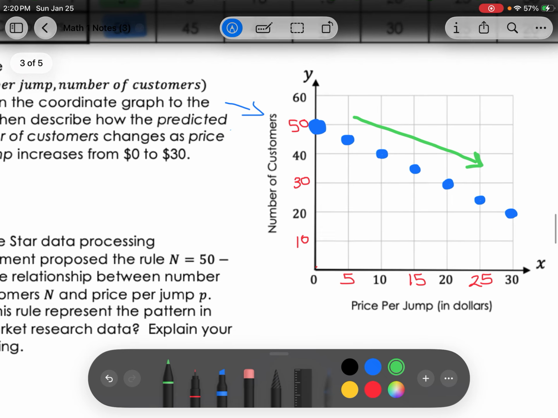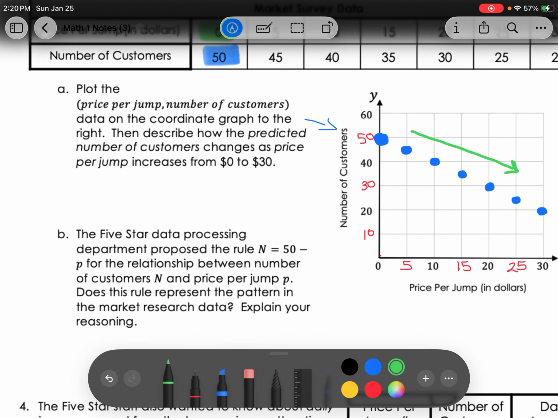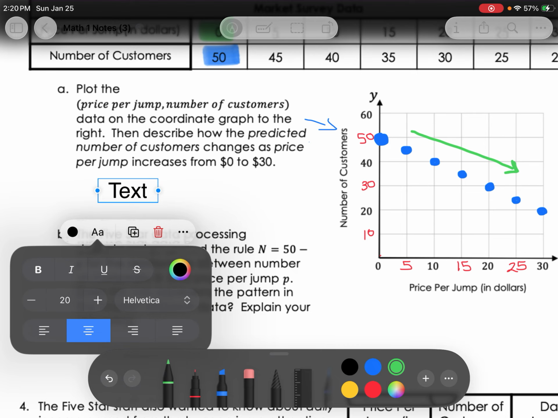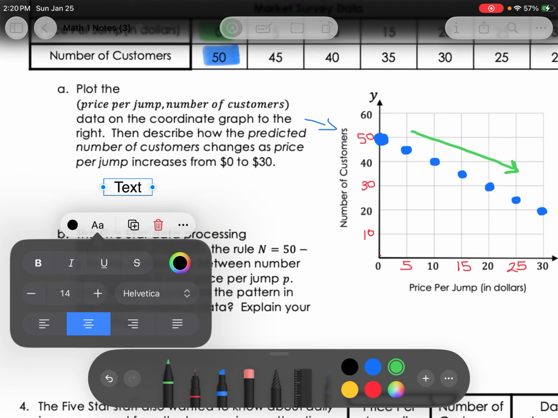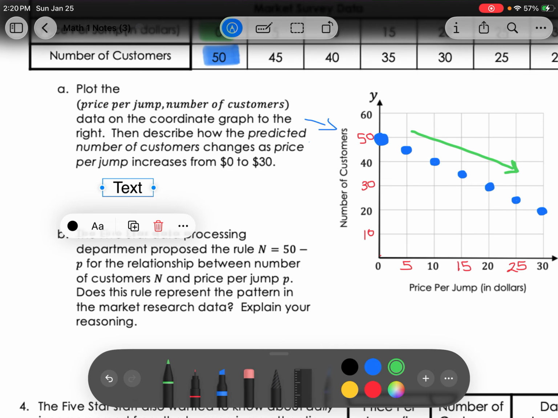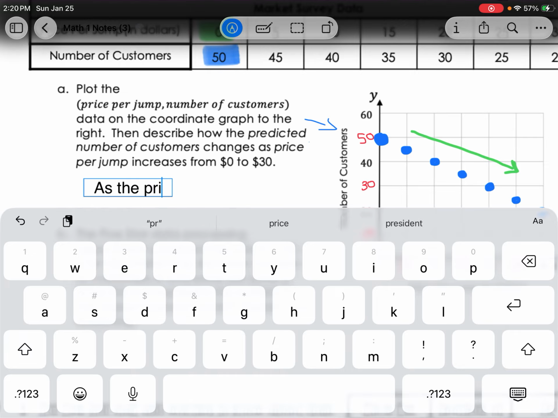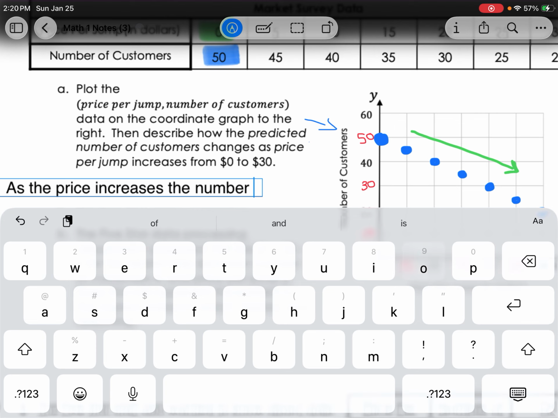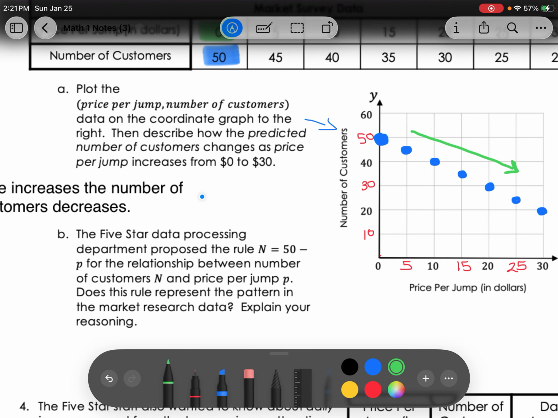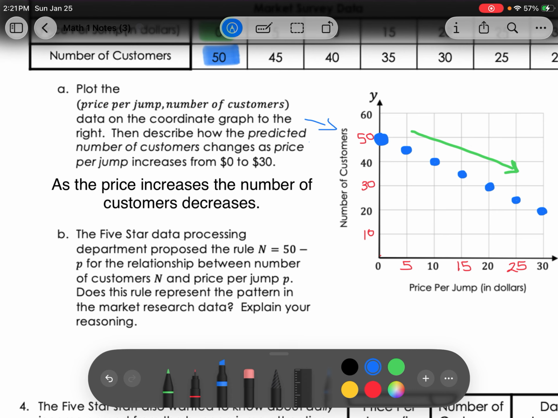So if we were to go over here, I'm going to zoom out, and we're going to type a little sentence. If you'd like to paraphrase, you're more than welcome to. That's up to you, but I'm going to write it as a sentence because I'm a big kid. As the price increases, the number of customers decreases. These are important keywords we need to remember to use in our sentences because that is what I'm paying attention to.